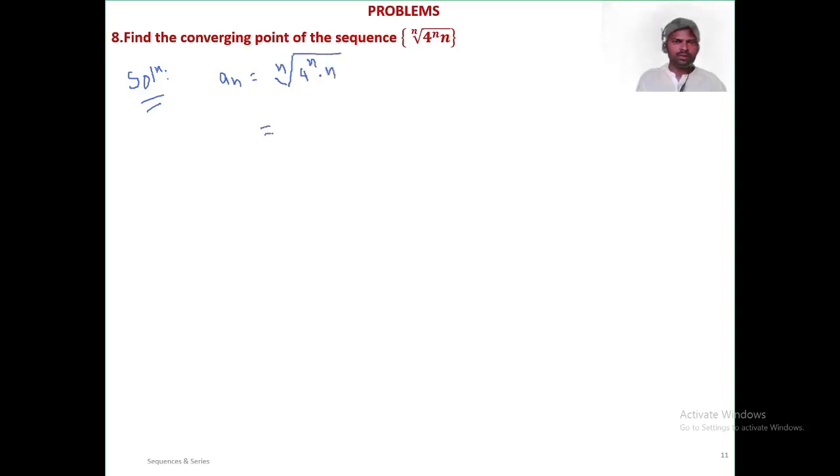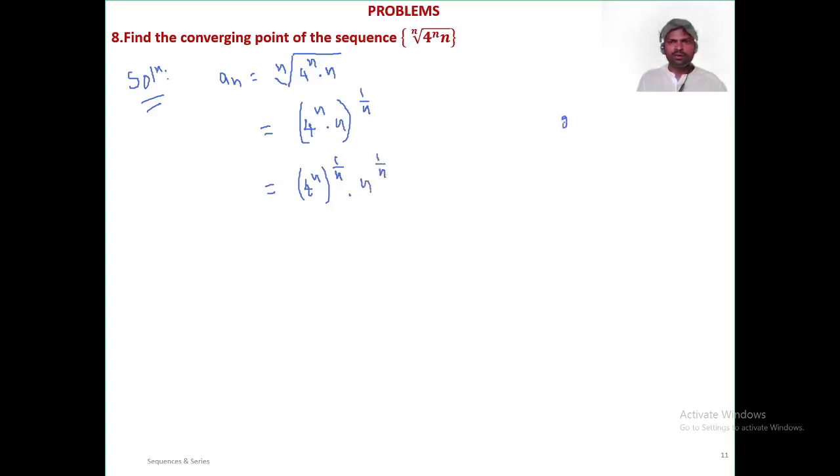Okay, simplify this. What will you get? 4 raised n into n whole raised, nth root means it is 1 upon n, right? 1 upon n. Now apply separately. So 4 raised n to the power 1 upon n into n to the power 1 upon n. This 1 upon n is the power for both the numbers, right? 4 power n and n. That's what I am applying. So n power 1 by n.